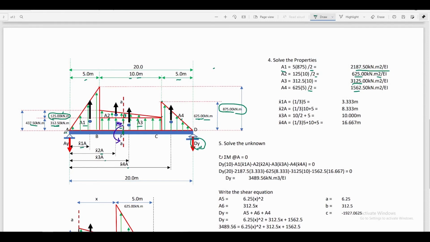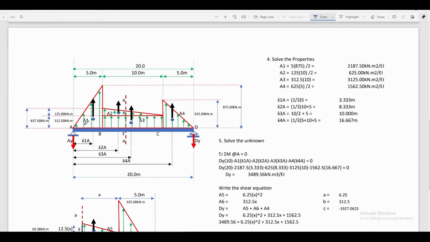By applying summation moment at point A, we need the distance of each centroid from point A of the beam. Since area 1 is a triangular area, the location of its centroid from point A is just equal to 2/3 of its base distance, that is 5 meters. So 2/3 of 5 is equal to 3.33 meters.